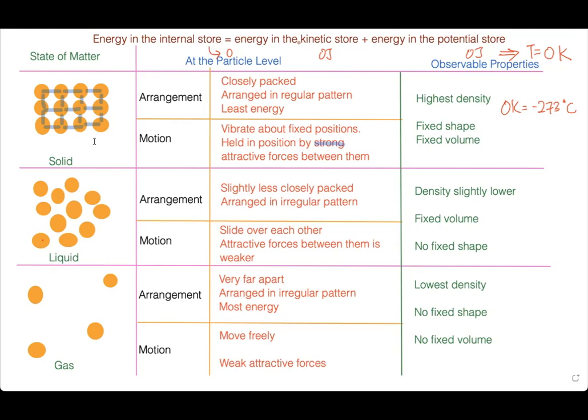Because the model has at least 3 components. The circle, the sphere, represents the particle. The line or the spring between them represents the forces between them. On top of that, this model also talks about the energy, the internal energy of the model. So I just added in this energy in the internal store to let you have an appreciation of what the kinetic particle model is about.